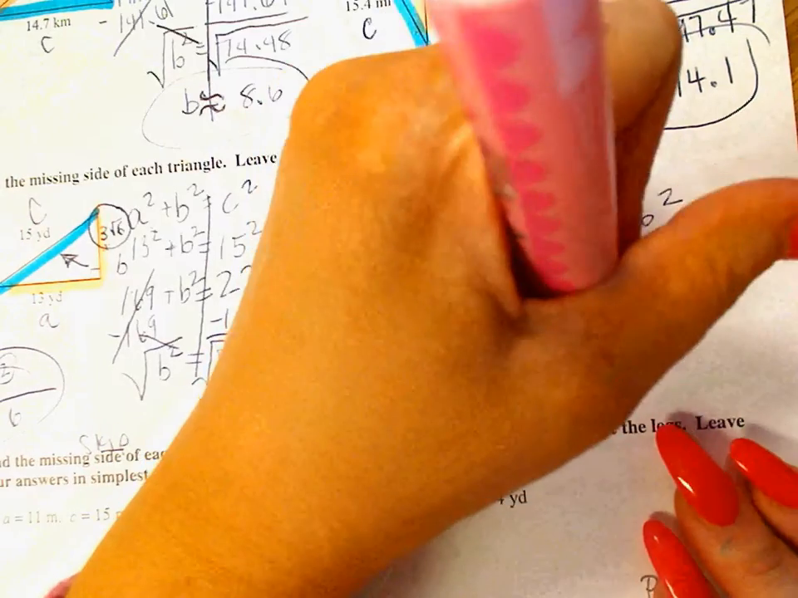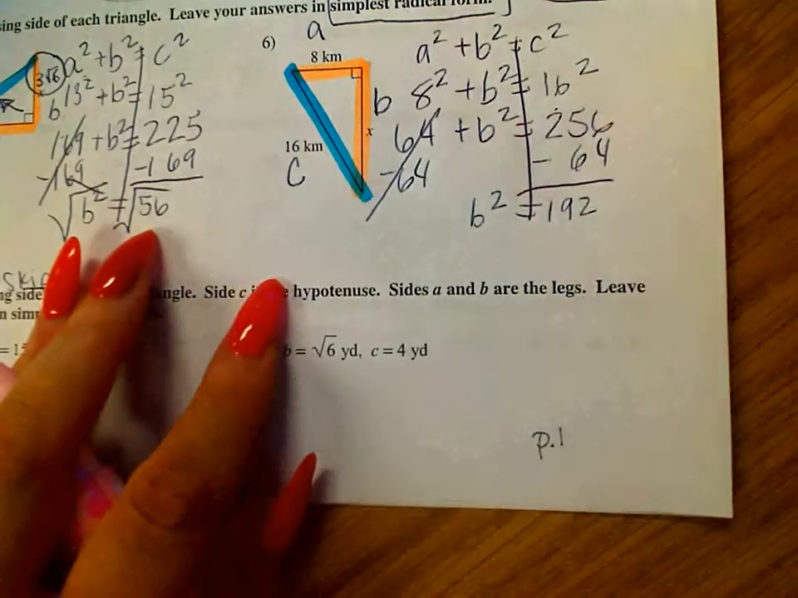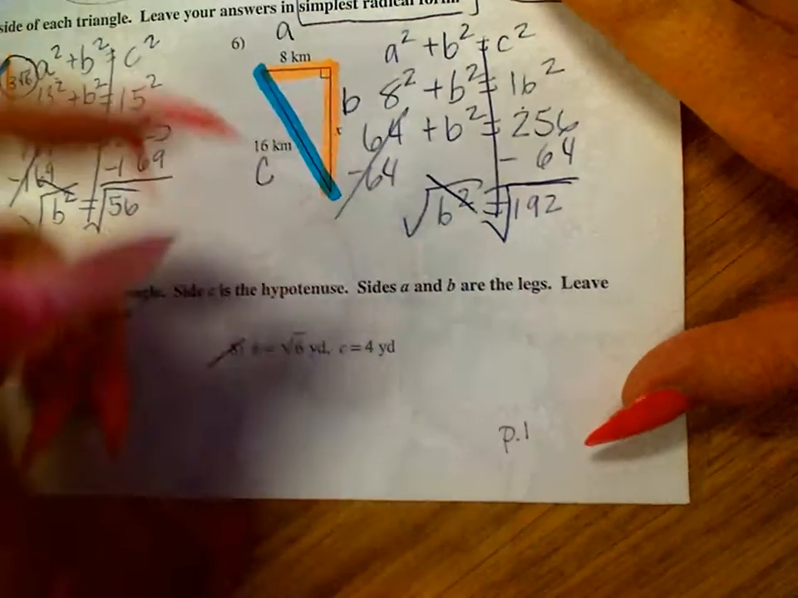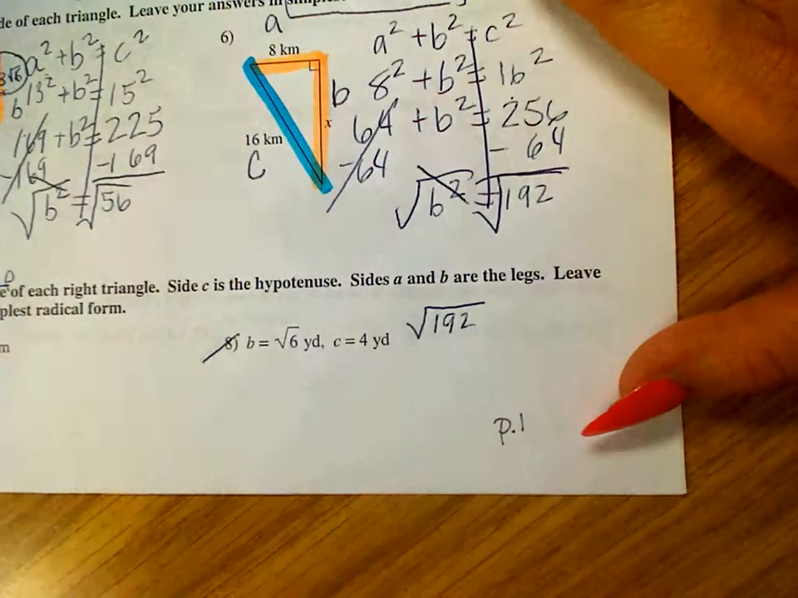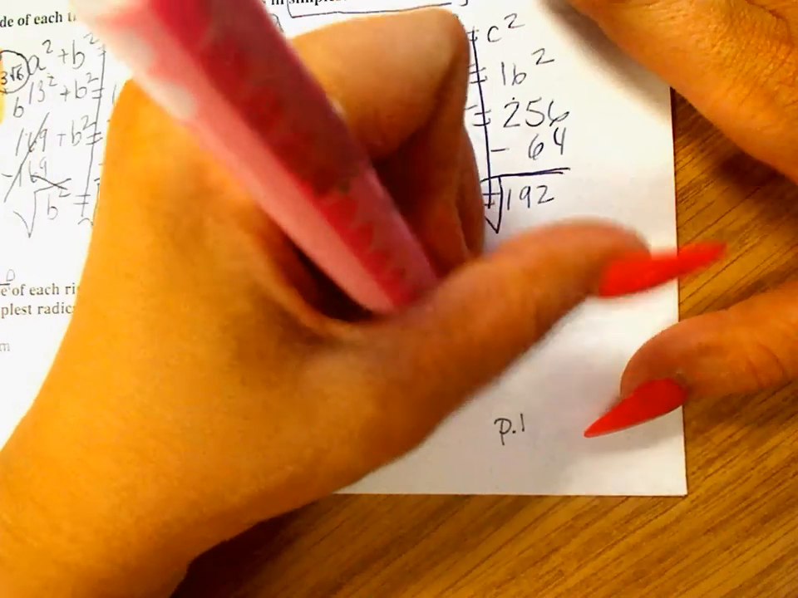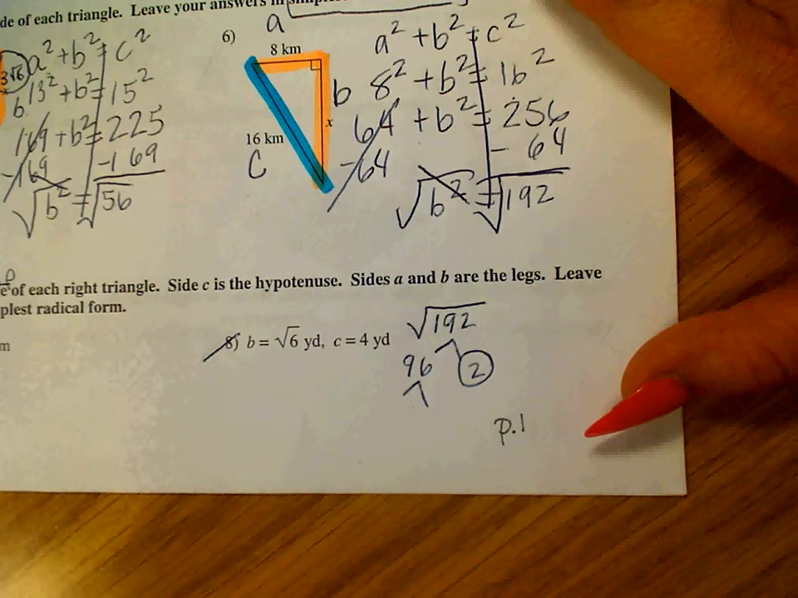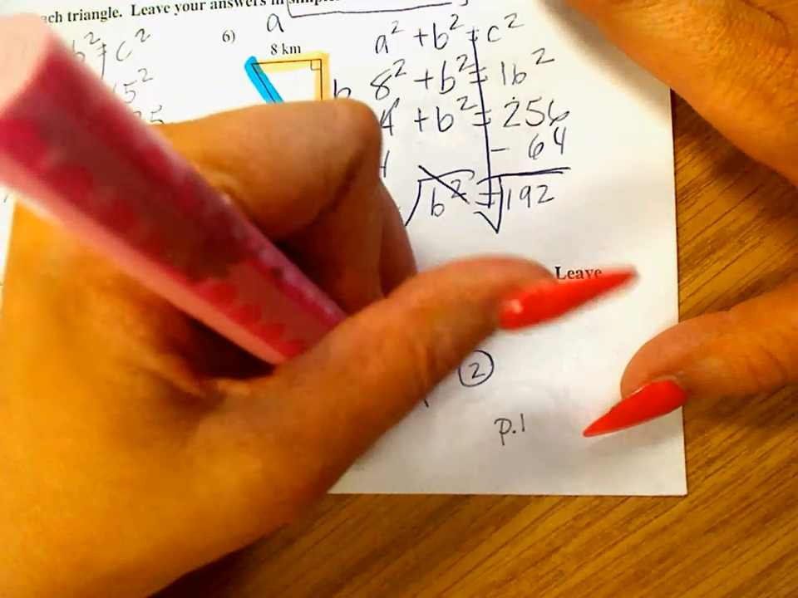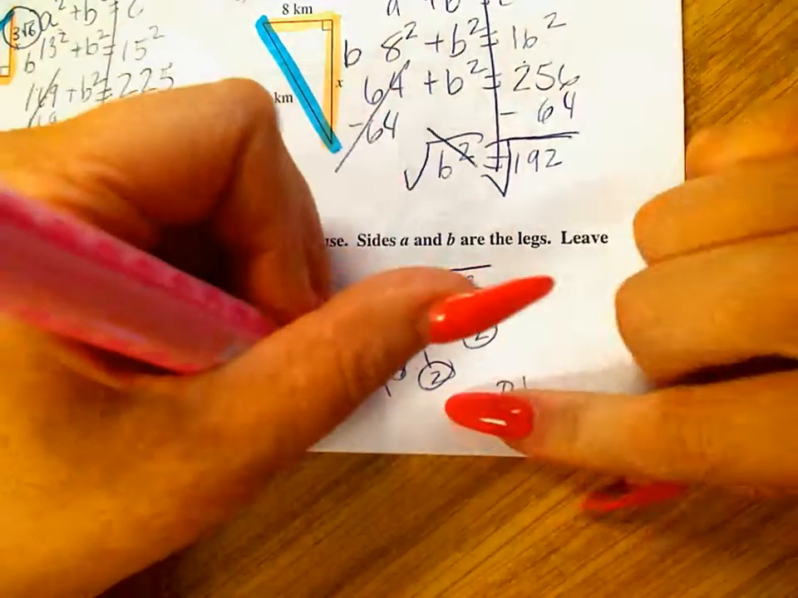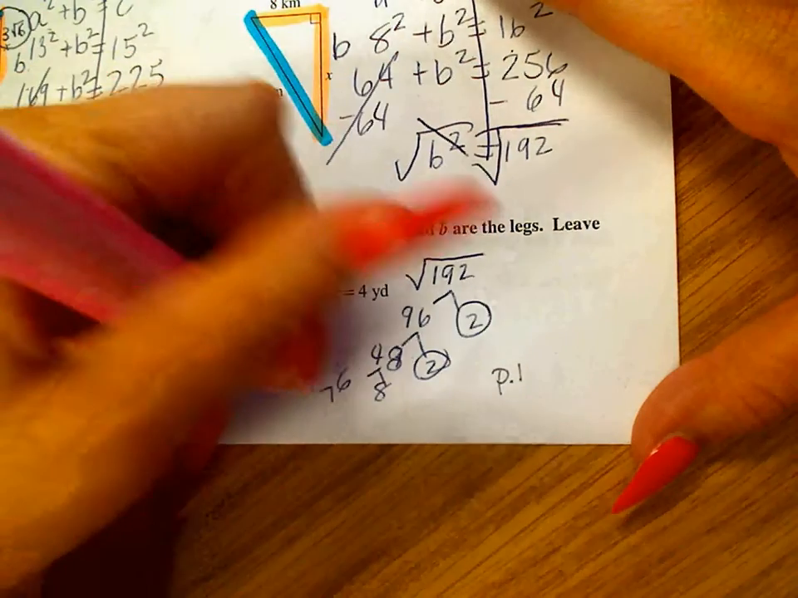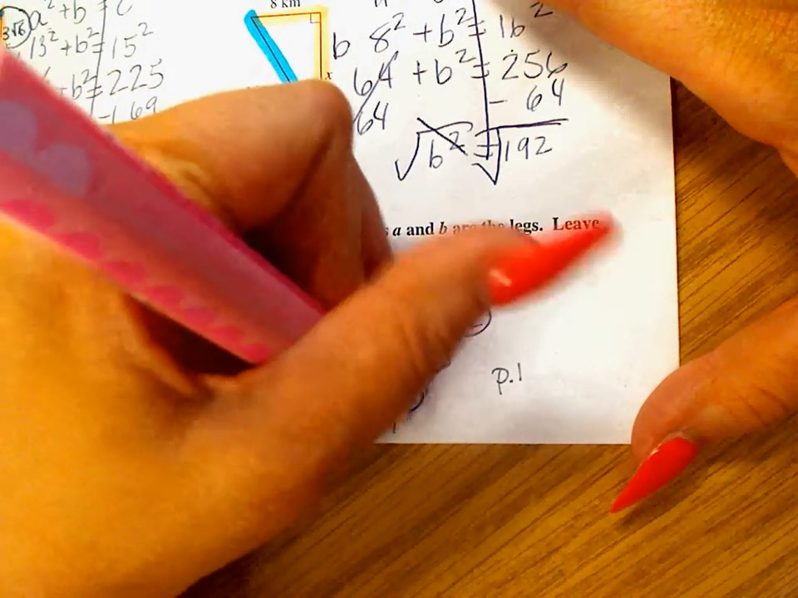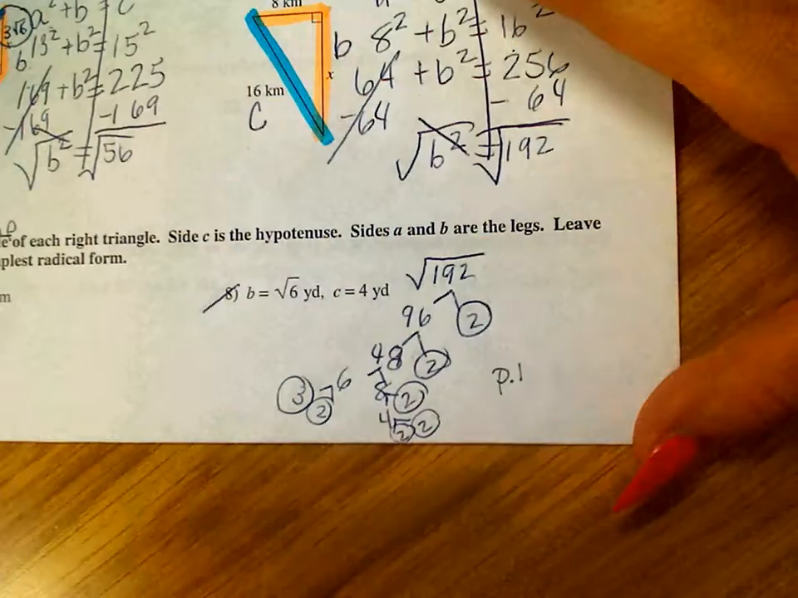We have to leave this in simplest radical form, so I have to go down here. I'm going to make a factor tree for 192. Okay, so I'm going to use 96 times 2. And I'm going to use 48 times 2. 48, we can do 6 times 8. 3 times 2. 4 times 2. And then 4 is 2 times 2. Sorry guys, I'm going kind of fast because I want to get this video out before buses.